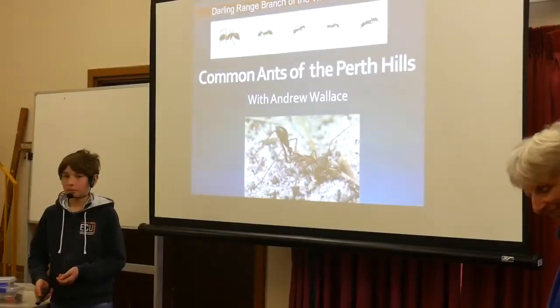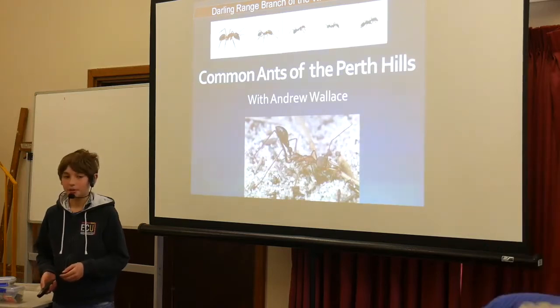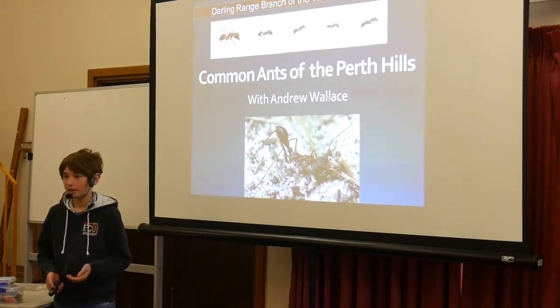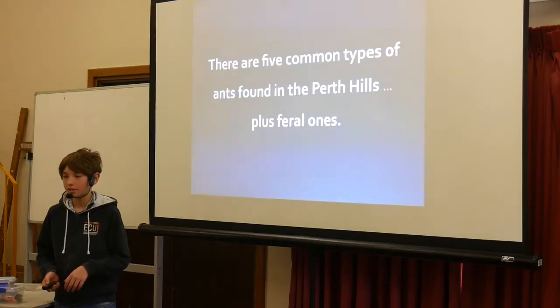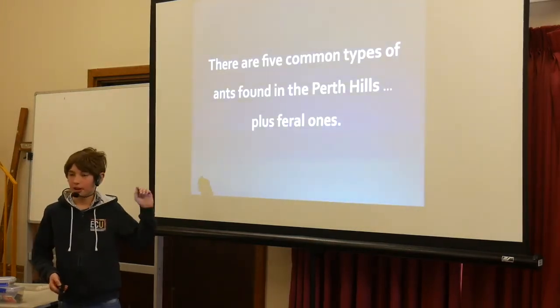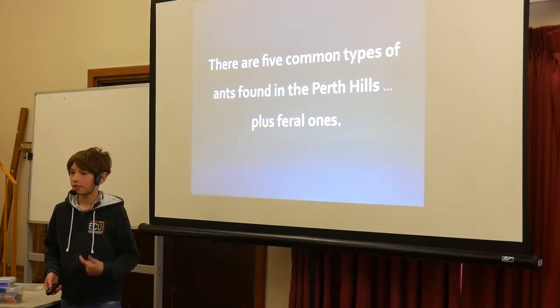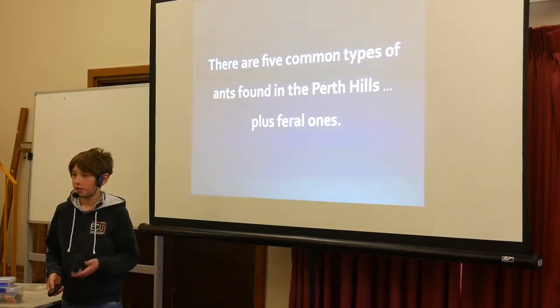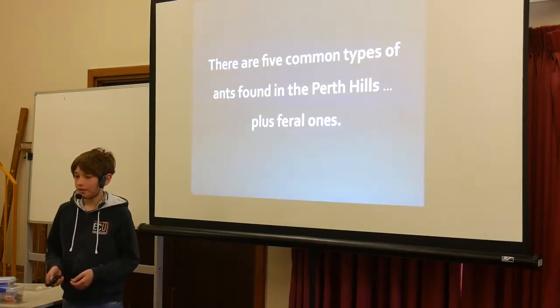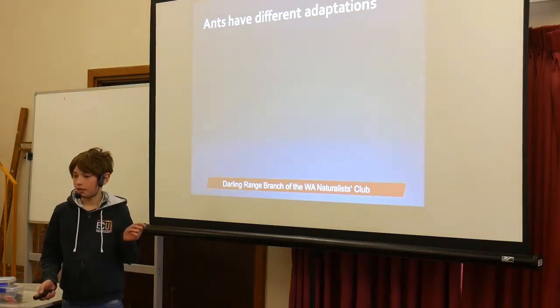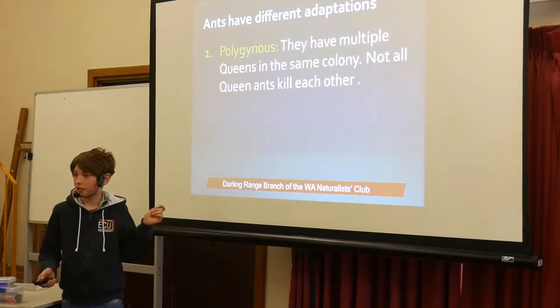Hi, I'm Andrew and I'm going to be doing a quick 5-minute talk on 5 species of common ants in the Perth Hills, plus some feral ones at the end. So I'm going to be talking about bull ants, sugar ants, green-headed ants, rainbow ants and meat ants, plus the feral ones. So before I start, there are different adaptations that you need to know about.